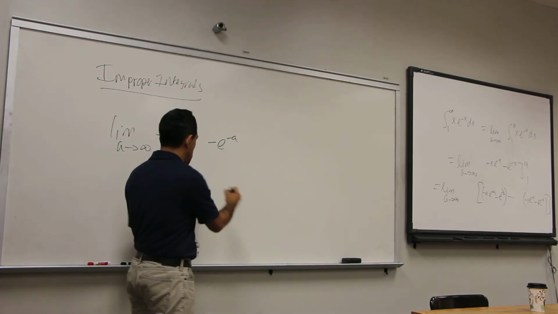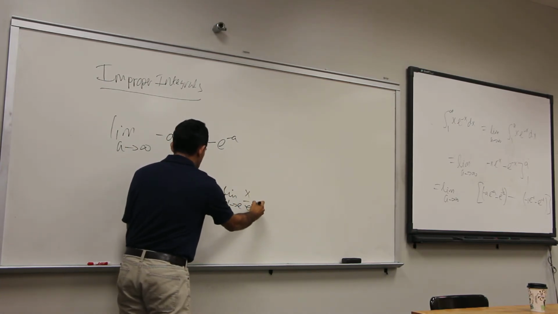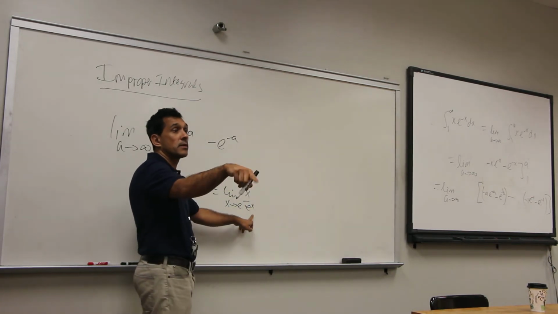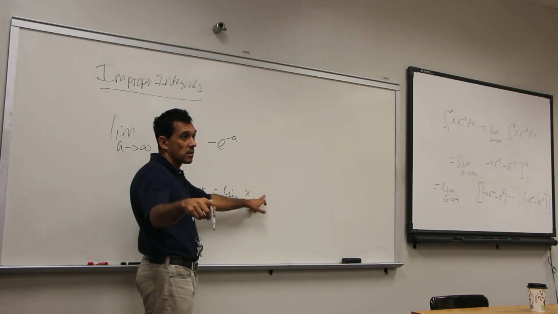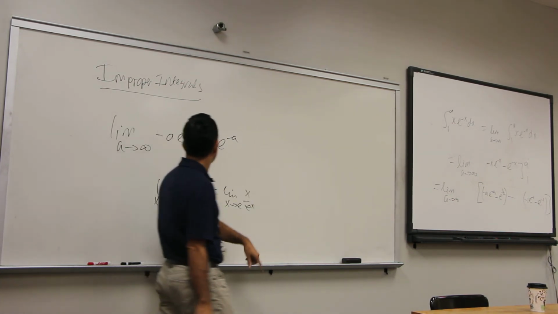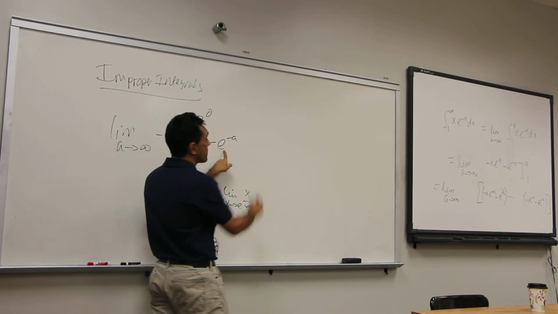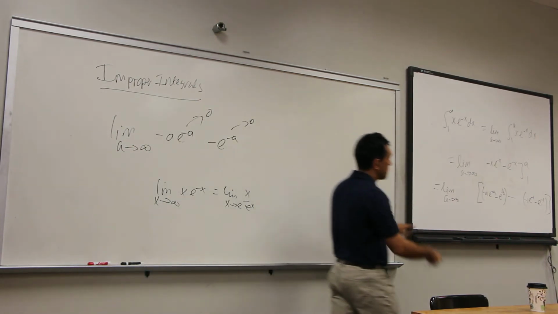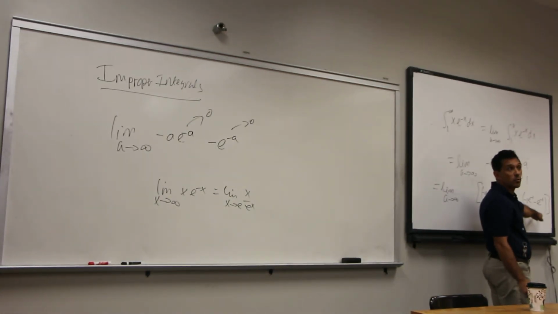What did we get? We did it like this one. Limit as x goes to infinity of x over e to the x. What did we get? 1 over e to the x, and as x goes to infinity, 0. So this is 0, and this is 0. This is negative 2 e to the negative 1.